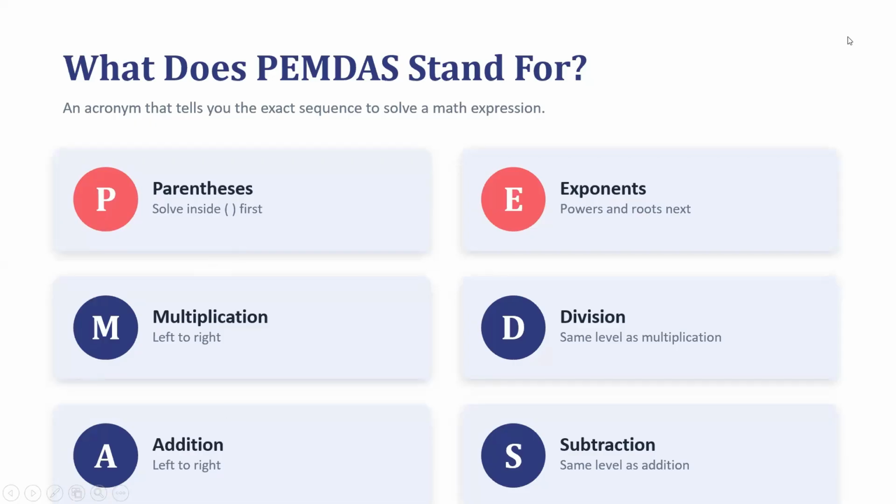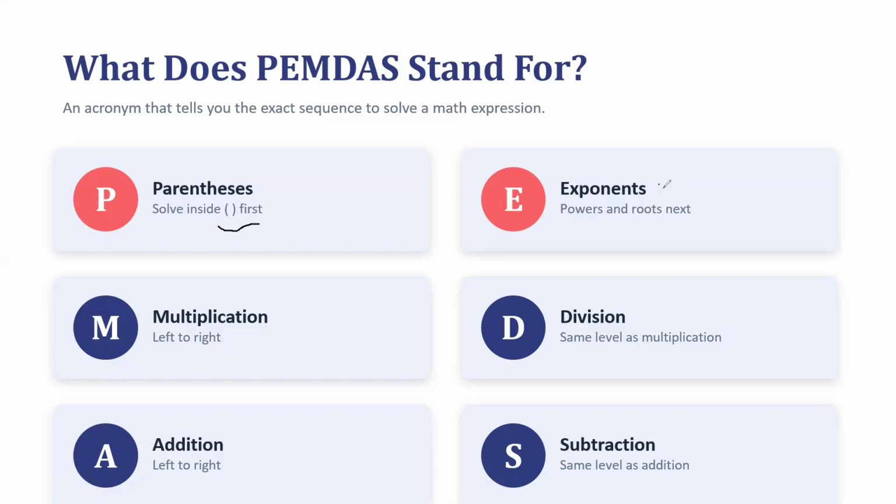It is an acronym that tells you the exact sequence to solve a math problem, as seen on the screen. So we have the first one, P, which stands for parentheses, which could mean things like brackets. So when we talk about parentheses, we talk about brackets. And what it's trying to tell you in essence is that you must solve whatever you have inside the parentheses first. After which we move to the next one, which is exponent.